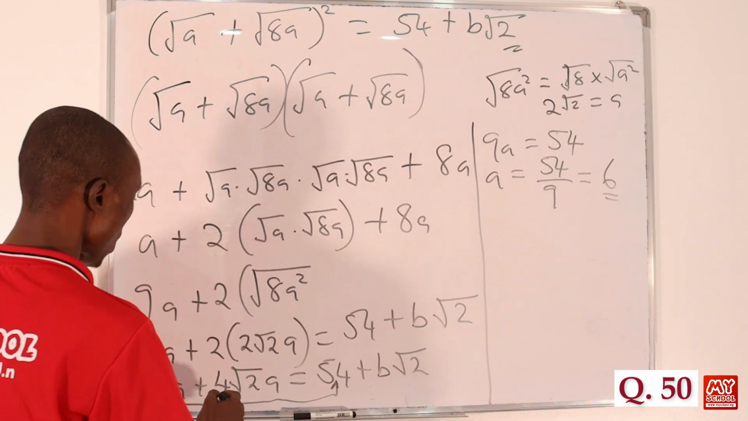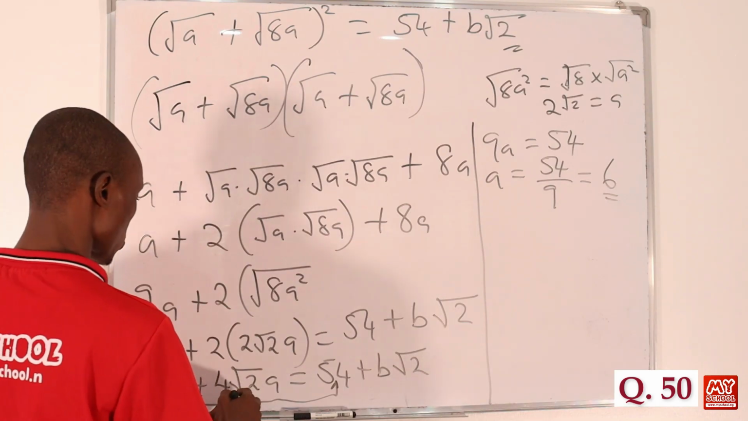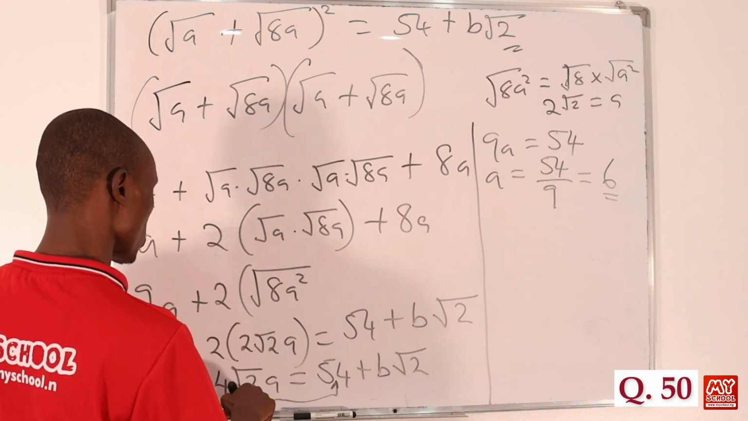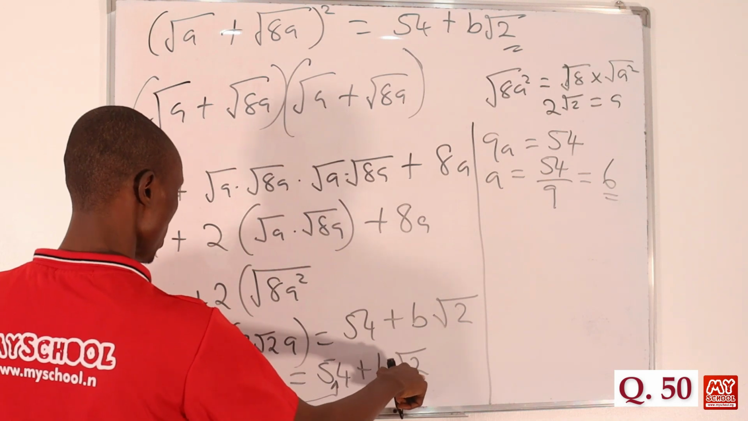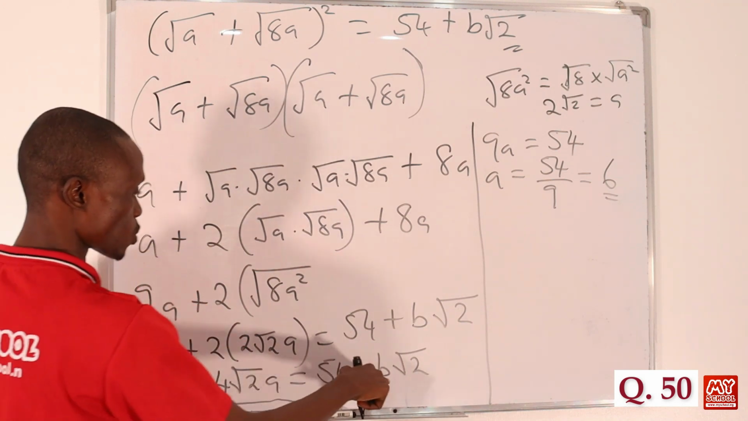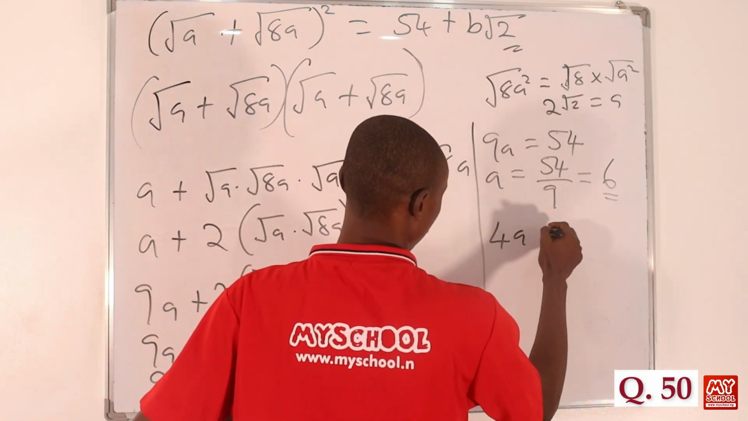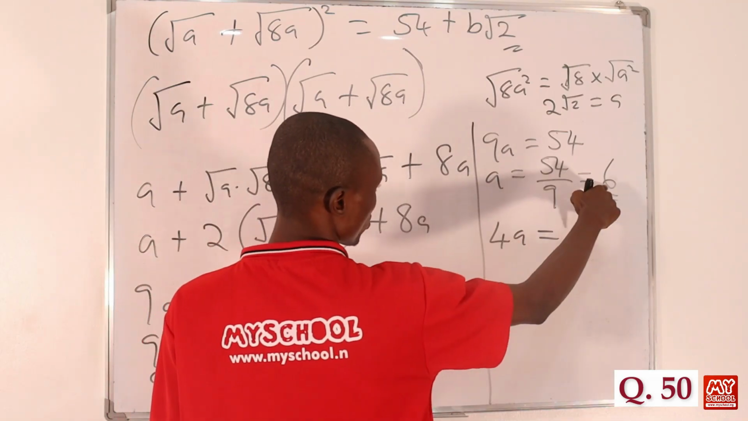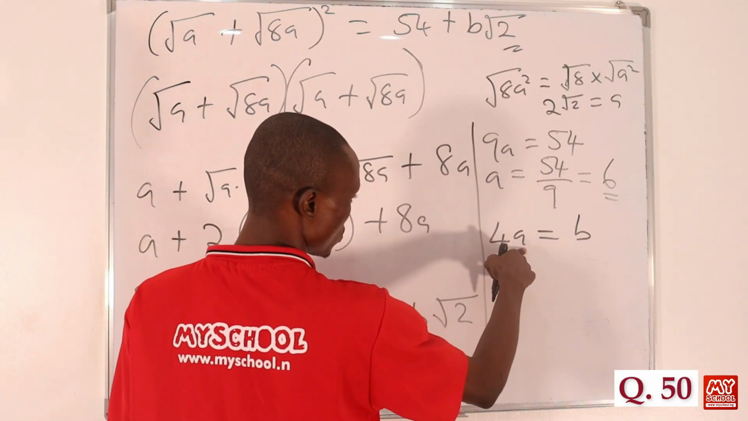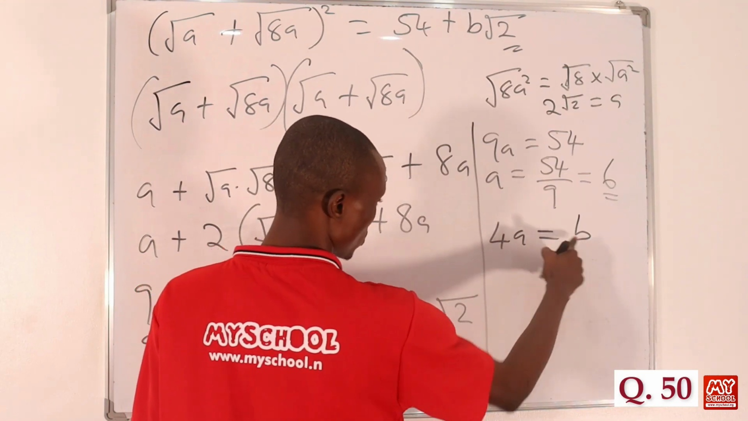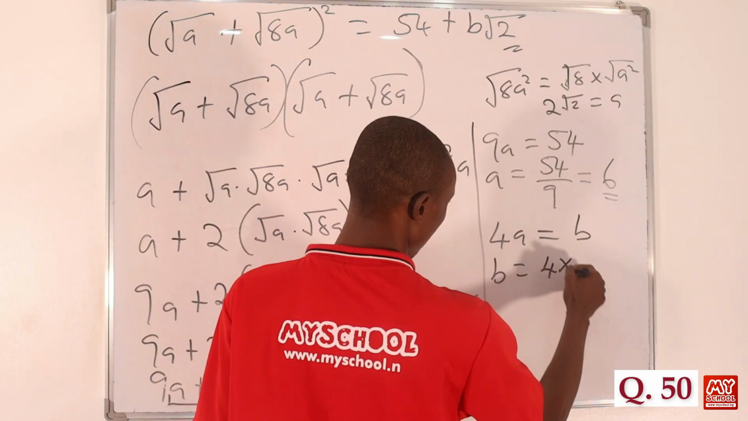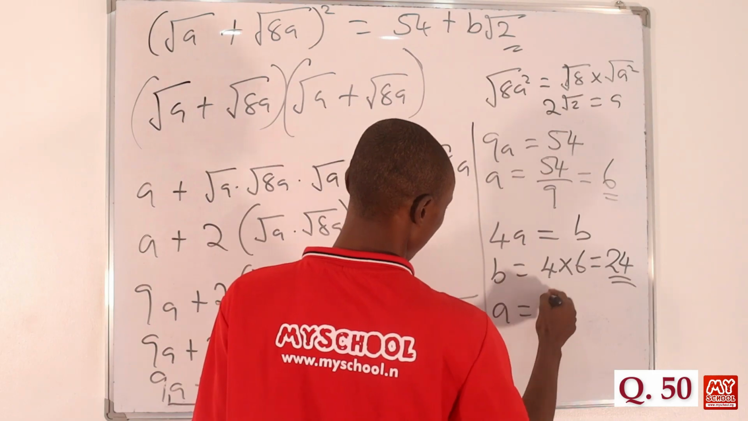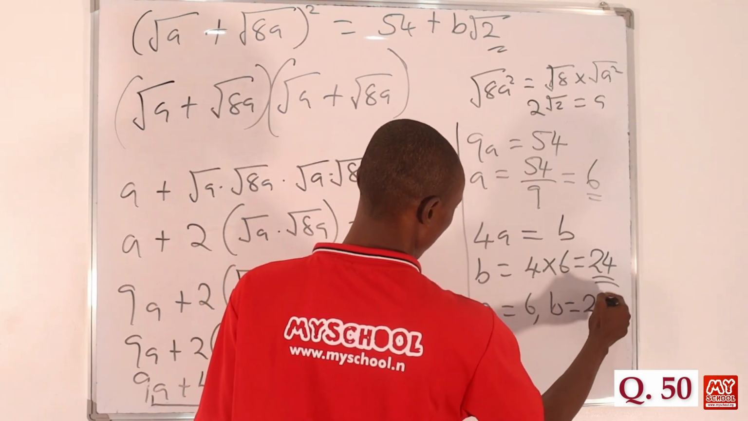Now our 4 root 2a also corresponds to b root 2, right? So in this case, our 4a corresponds to b, so that 4a is equal to b, right? But remember that our a is equal to 6. So in place of a, we replace it with 6 so that we can get the value of b, so that b is equal to 4 times 6, and that will be equal to 24. So the value of a is 6, and that of b is 24.